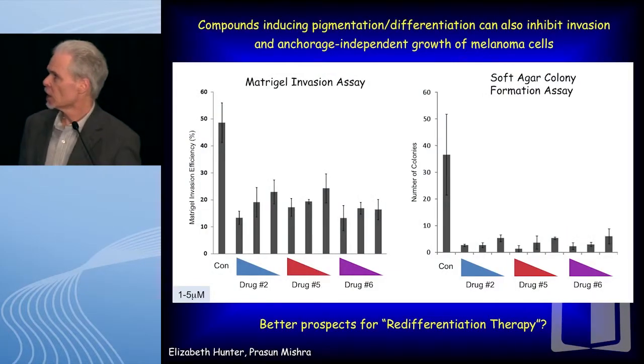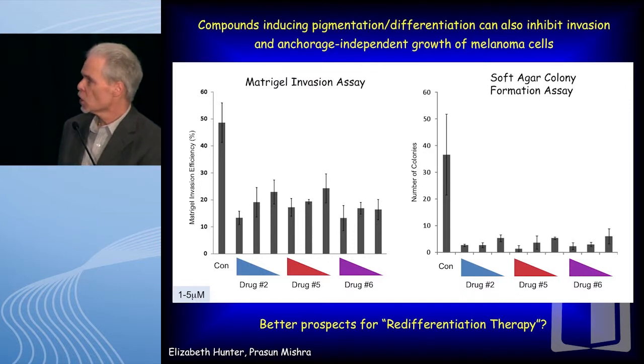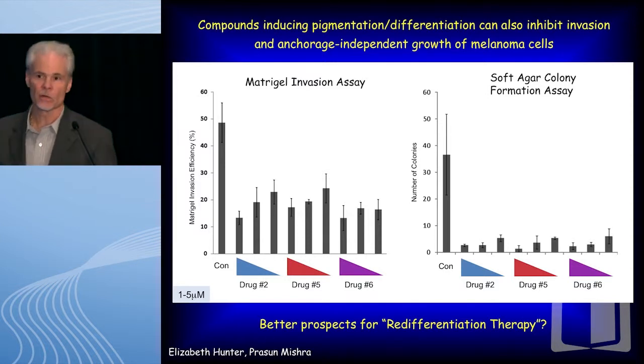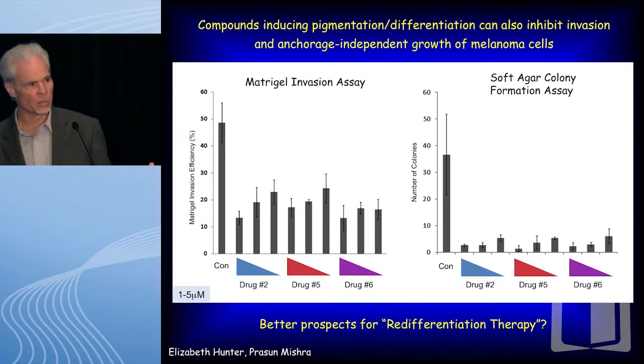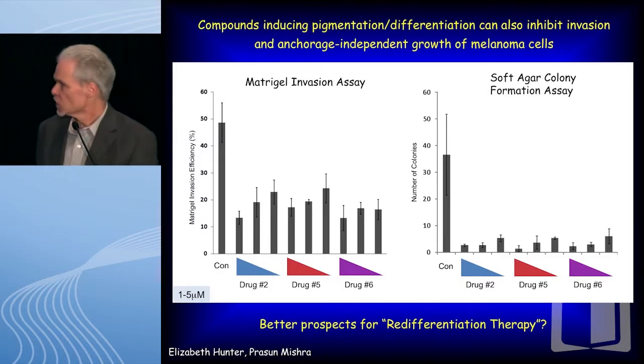And finally, these are drug dose studies looking at invasion and soft agar colonization. You can see that in 3 different drugs, there's a dose-dependent diminution in invasion and soft agar. So it's not just the pigment, these drugs are changing the program of the cells. So does this give us any hope potentially for this redifferentiation therapy? So Prasoon is pursuing this to see if we can do that.